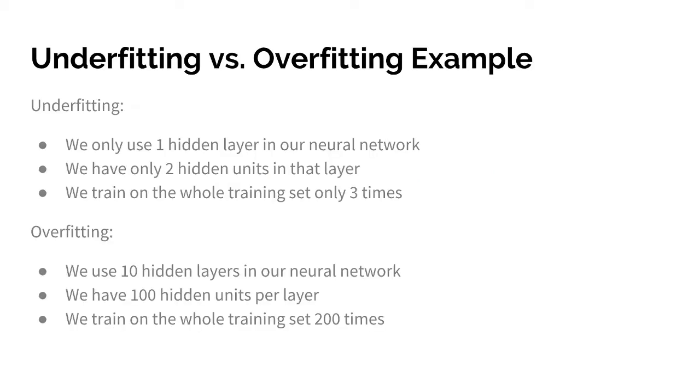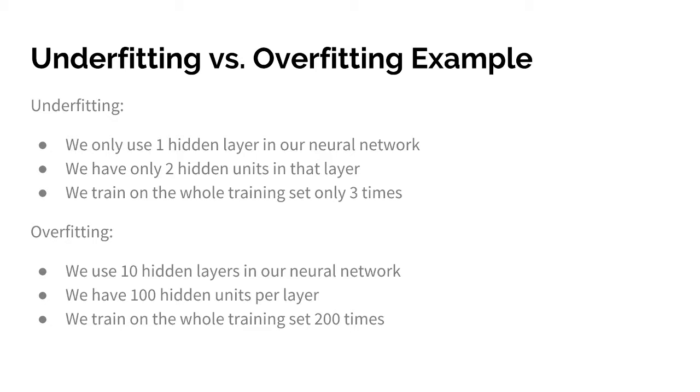To give you an example of how we can underfit and overfit in neural networks, in an underfitting scenario, we could be using only one hidden layer in the neural network for a specific, really complex task. We can have only two hidden units in that layer, so as you can see, our example hypothesis function model is pretty underfit. And let's say we only train on the whole training set about 3 times, so not giving that much time to training. These will all produce underfitting in various degrees, and depending on how complex your task is, it might be enough, it might be too little.